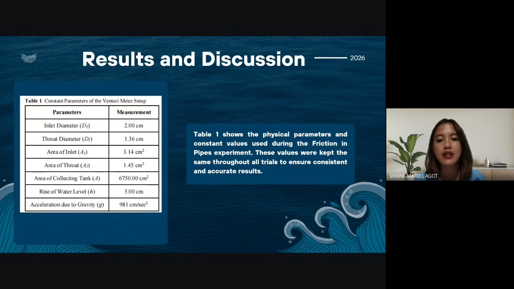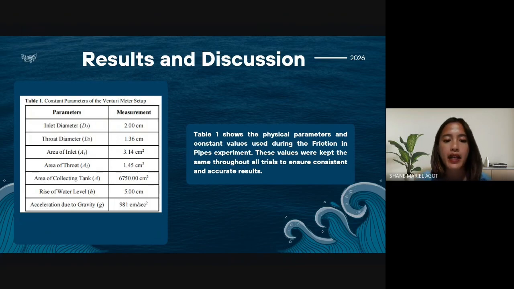As you can see here, the inlet diameter is 2 cm, the throat diameter is 1.36 cm, the area of the inlet is 3.49 centimeters squared, the area of the throat is 1.45 centimeters squared, the area of the collecting tank is 6,750 centimeters squared, the rise of water level is 5 centimeters, and the acceleration due to gravity is 981 centimeters per second squared.